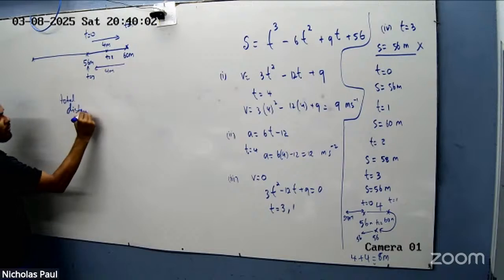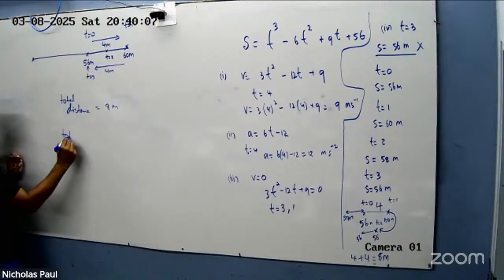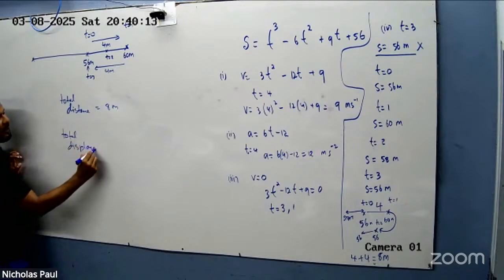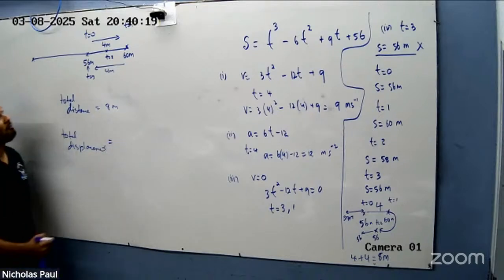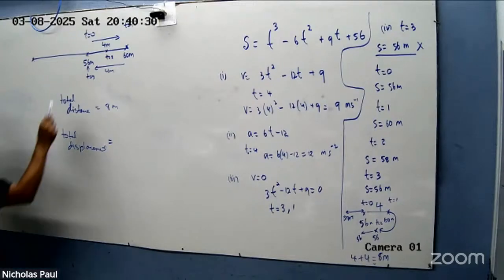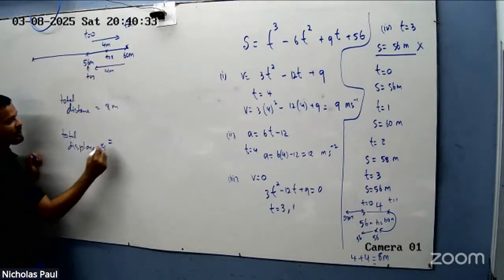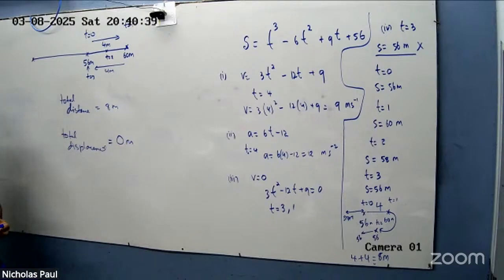Right. So now, what is his total displacement? I don't know why the man went back to the start. Maybe it's a circular race or something. Collier, what's the total displacement? Zero. Because he starts and he finishes at the same point. So his total displacement is 0 meters. That's okay? So you have to look out for these little things.